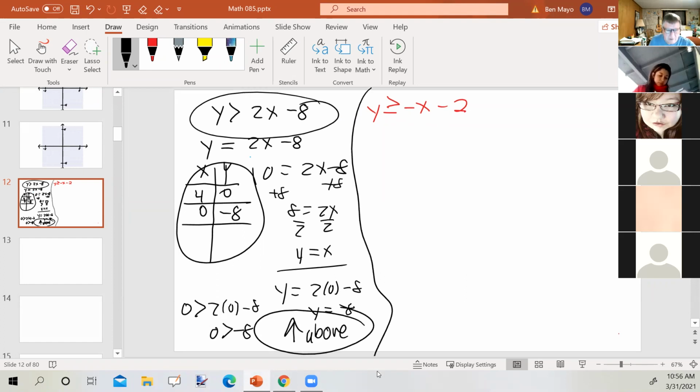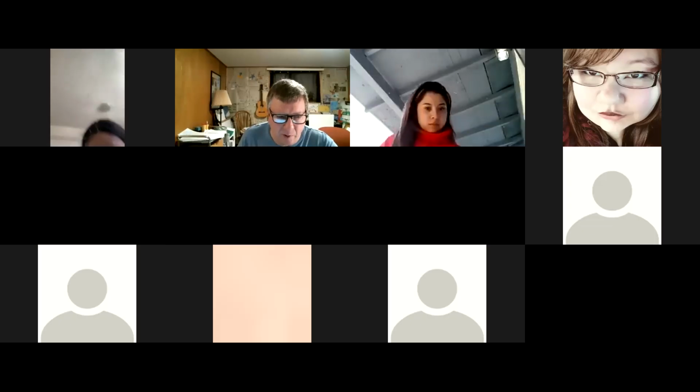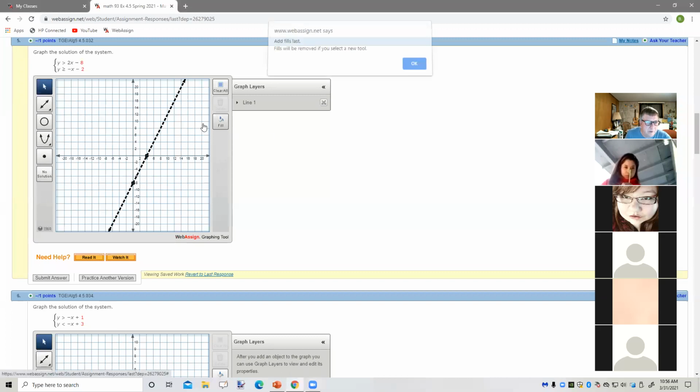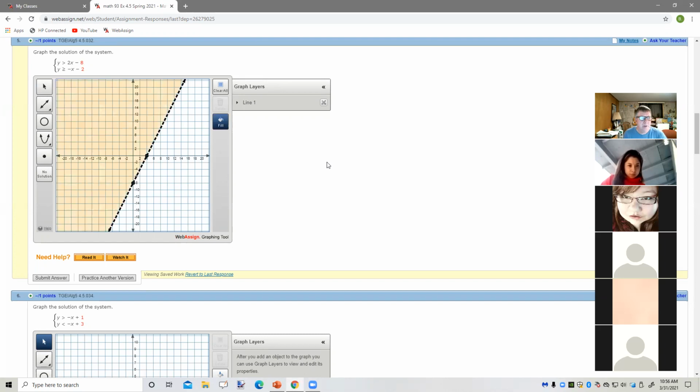So I'm going to say it's above. Okay. And so going back here, I know this is confusing going back and forth like this. We want to fill above the line. Okay. So that is the graph of y greater than 2x minus 8. So we're halfway done. Any questions there?